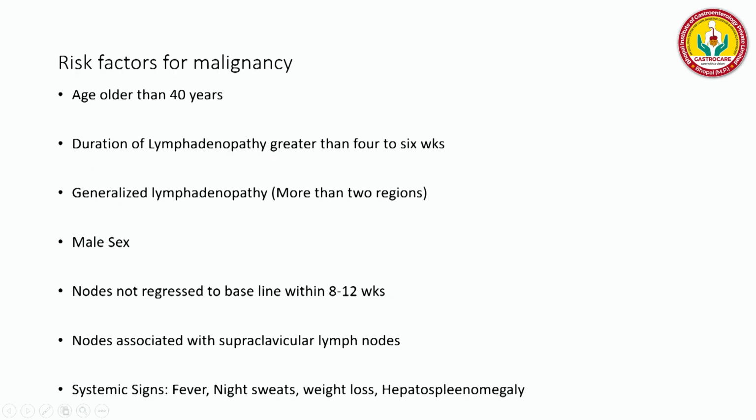So the one most important thing about any lymph node is whether it is malignant or not. You have to look at the patient and see whether this patient is a high risk case for a malignant lymph node. The risk factors for a malignant lymph node: if the patient is more than 40 years of age, there is a generalized lymphadenopathy, lymphadenopathy is persisting despite treatment after 6 weeks, male sex, node not regressing after treatment for about 8 to 12 weeks, if the node is associated with a supraclavicular lymph node, and if the patient has significant systemic signs.